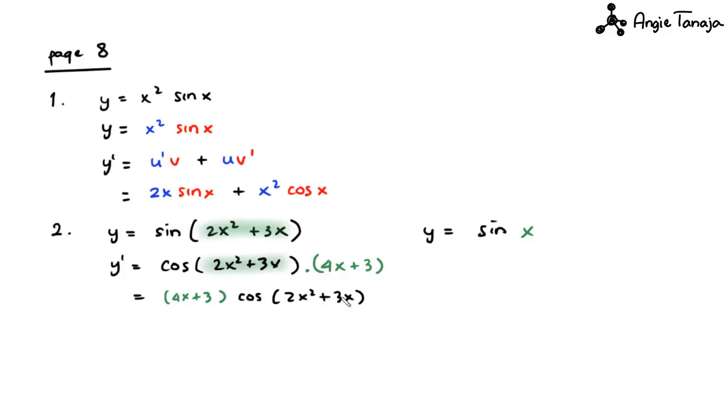Now let's take a look at page 9. We're going to have another two examples on page 9. On page 9, the first number is y equals sine x over sine x plus cos x. I can see this as the quotient rule, because it is a fraction in which everything is a function of x.